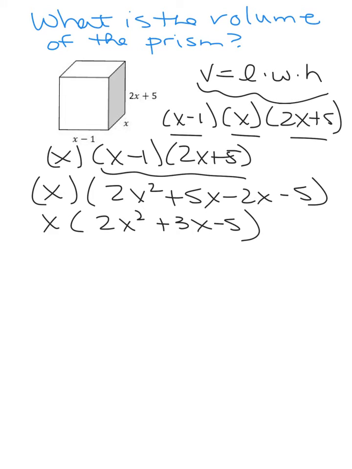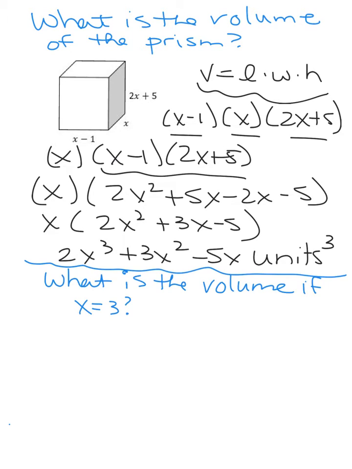minus 5. Now I need to multiply x by all those terms. So I have 2x to the third power plus 3x to the second minus 5x. And that, again, is going to be units cubed since we're dealing with volume.